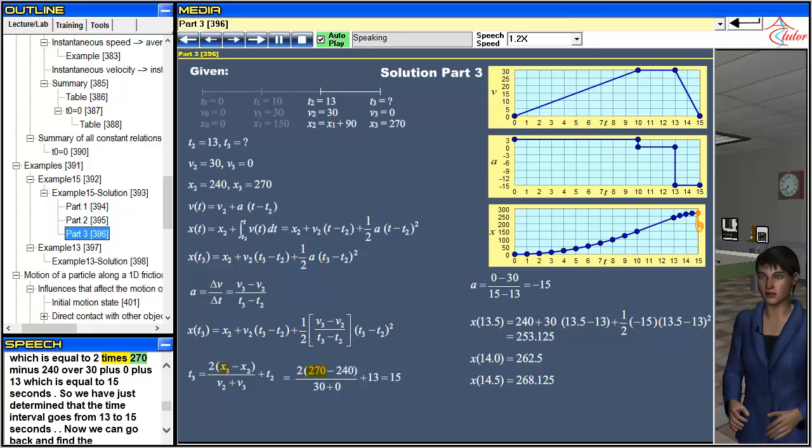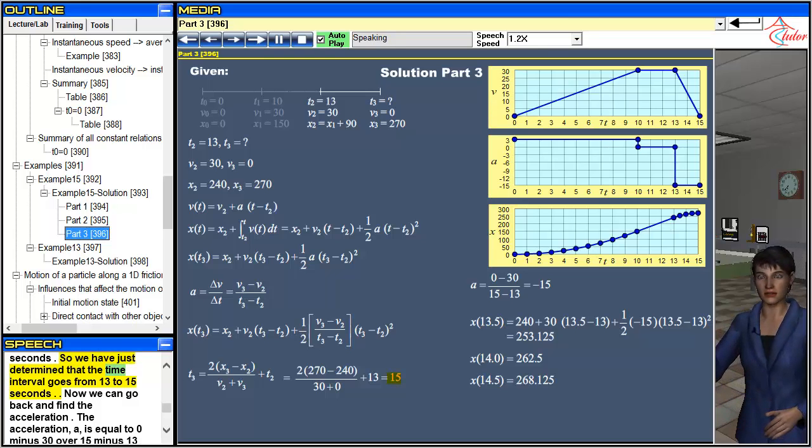times 270 minus 240 over 30 plus 0 plus 13, which is equal to 15 seconds. So we have just determined that the time interval goes from 13 to 15 seconds.